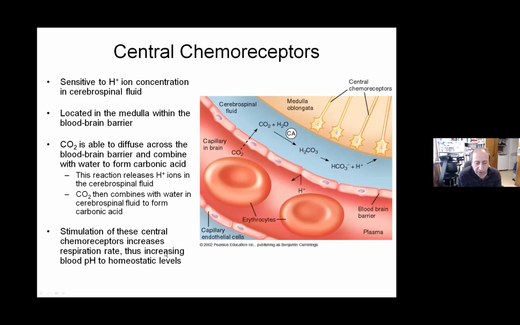So stimulation of the central chemoreceptor will increase the respiration rate, thus increasing blood pH to homeostatic level. It tries to normalize the level of pH by increasing breathing rate. When you increase breathing rate, you exhale more carbon dioxide and get more oxygen, so you restore pH to normal level.